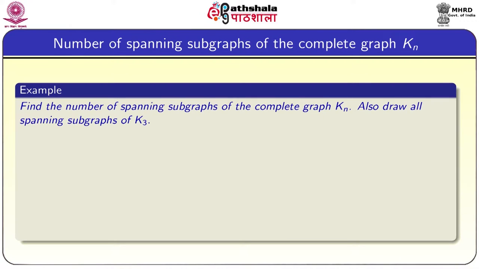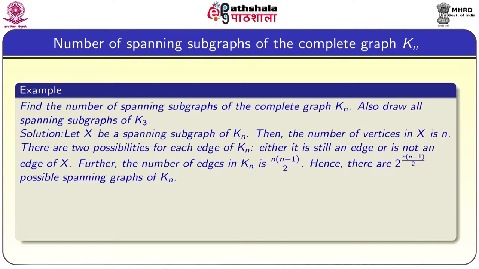Number of spanning subgraphs of a complete graph Kn. Find the number of spanning subgraphs of the complete graph Kn. Also draw all spanning subgraphs of K3. Let X be a spanning subgraph of Kn, then the number of vertices in X is the same as in Kn, that is n. There are two possibilities for each edge in Kn: either it is still an edge or it is not an edge of X. Further, the number of edges in Kn is n into n minus 1 by 2. Hence, there are 2 power n into (n minus 1) by 2 possible spanning subgraphs of Kn.